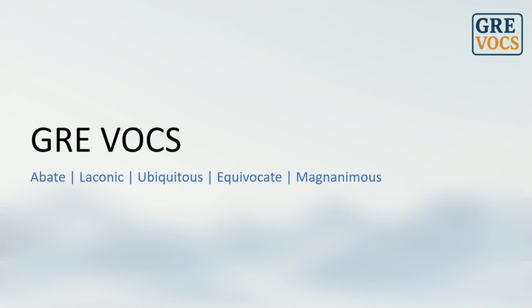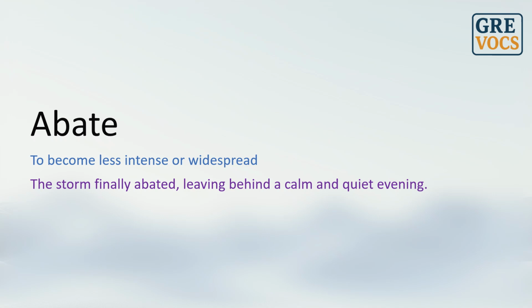In this video, we'll be learning 5 vocabulary words to help you ace your GRE. So let's get started. The first word is abate. It's a verb and it means to become less strong, less intense, or to gradually reduce in amount.